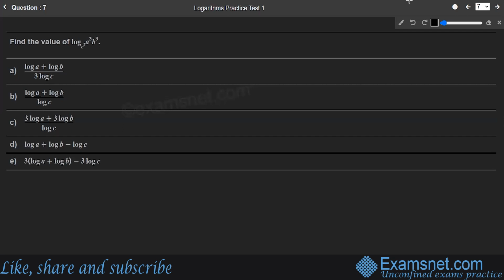Okay, let's have question number 7. Find the value of log base c cube of a cube times b cube. That's what has been given to us. So we can remove these powers in some way. How can we remove the power?